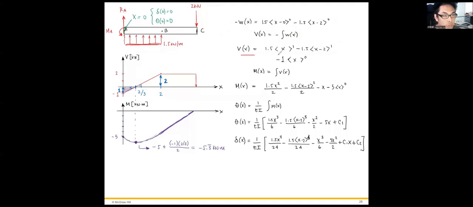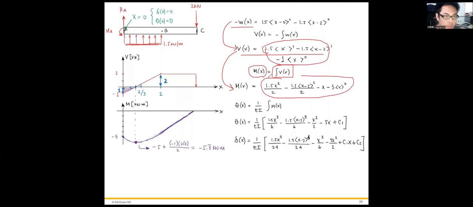Okay, this is our shear function. Right now we have our distributed load. We take the integration, we get the shear function. And when we take the integration of the shear function, we get the moment. So we take the integration of the shear function, and we get the moment function right here.